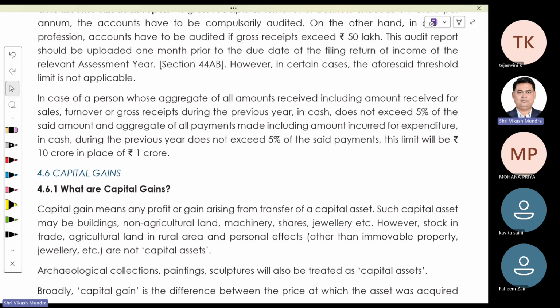You receive money, as well as the payment, whatever expenditure you have incurred, 95% of your expenditure has been incurred through your banking channel. Then, if these two criteria are fulfilled, then instead of 1 crore, the limit for tax audit is increased up to rupees 10 crore. Done. This is one of the exceptions. However, a few more exceptions are there, which we are not covering in this session.